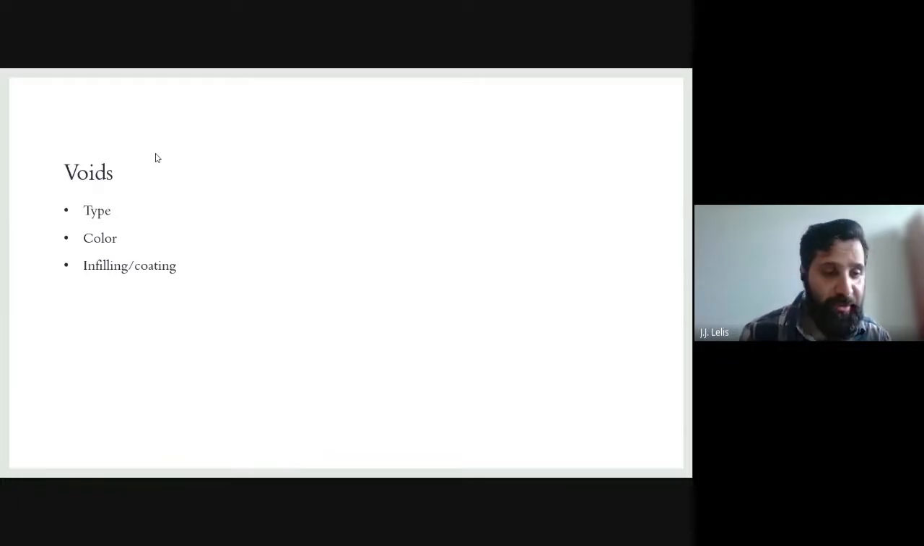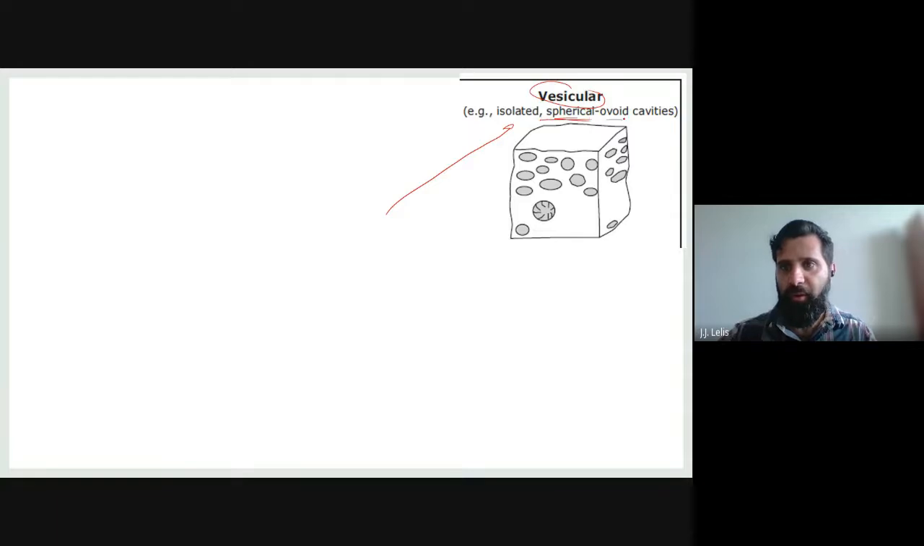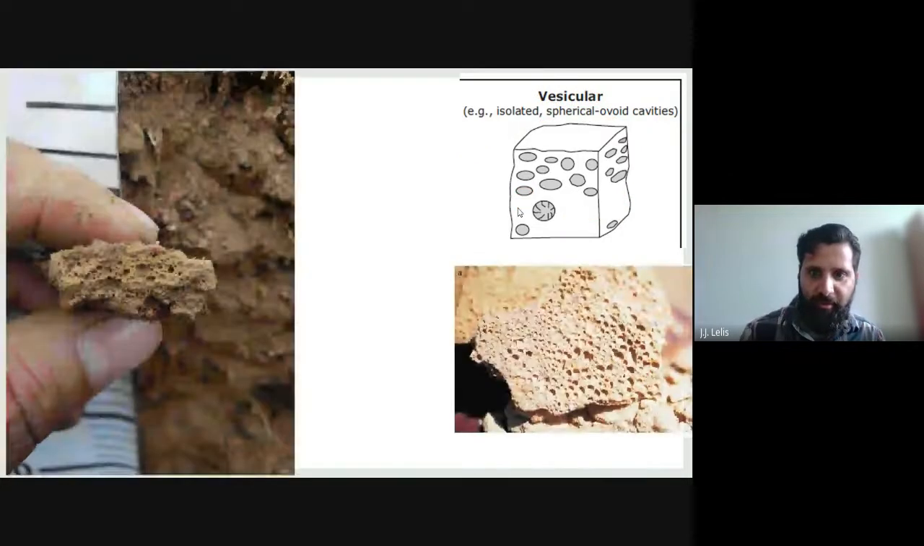So let's start with the type of these voids. We can describe some vesicular voids. These vesicular voids are isolated voids that present a spherical or ovoid shape, okay? It seems like bubbles in beer or water or in soda, okay? They are cavities that present this specific shape. And let me show you some pictures about this. Oh, it's wonderful. I love this kind of voids.